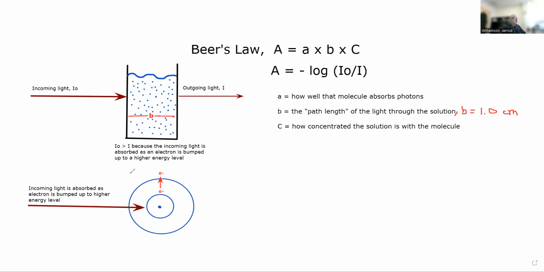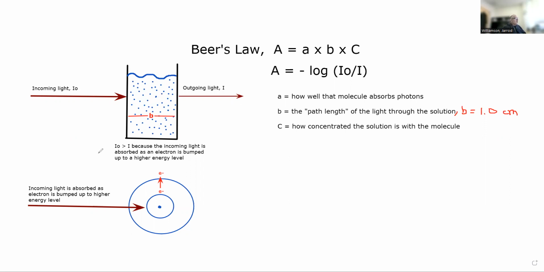If I have a container that has a molecule in it that appears to be colored, say this blue color, the reason why it's blue colored is it absorbs some wavelengths of light and does not absorb other wavelengths of light. And the net result is my eyes see a blue color as a result.